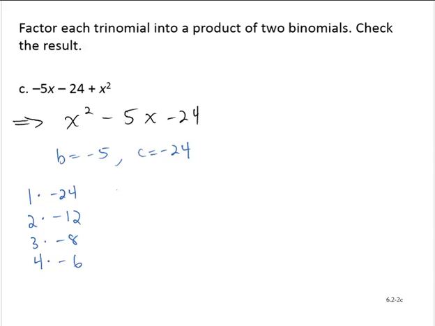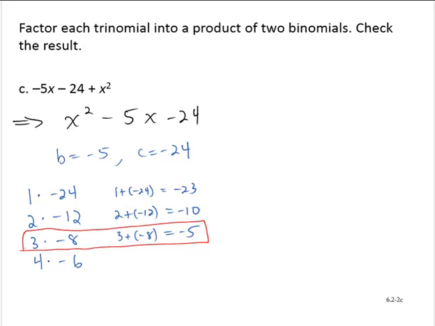Now if we think about how negatives work, if we need a product of negative 24, that means we need different signs. So I'm going to start with 1 times negative 24. Then I'd have 2 times negative 12, 3 times negative 8, 4 times negative 6. Now let's find the sums. 1 plus negative 24 is negative 23. 2 plus negative 12 is negative 10. 3 plus negative 8 is negative 5. I'm going to stop there because that's what I want. I wanted the b value of negative 5.